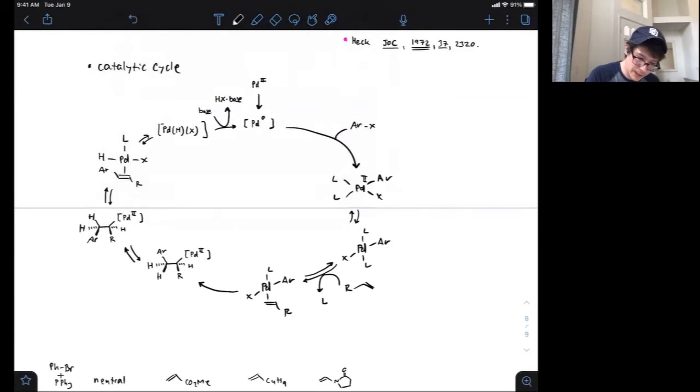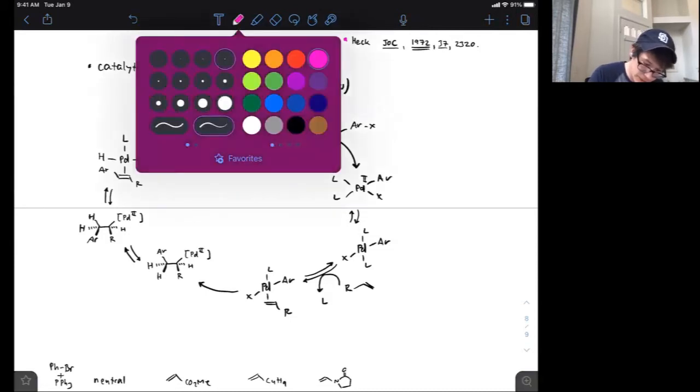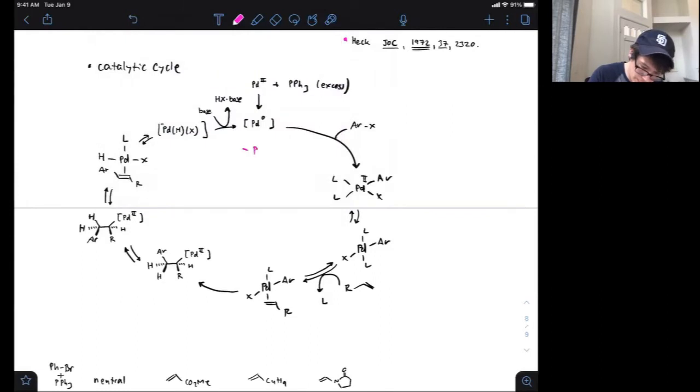So let's say that you have triphenylphosphine as your ligand in excess. And actually what can happen is the phosphine is a sacrificial reductant. And out comes, this is not the only way you can do this, but just one way, phosphine oxide.